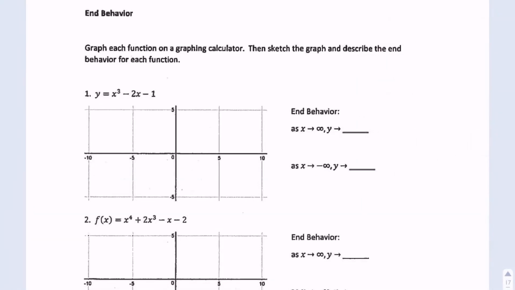Alright, welcome. Today we're going to be watching two different videos to cover our lesson. We're going to start with a video on end behavior, which is on page A15 in your workbook.